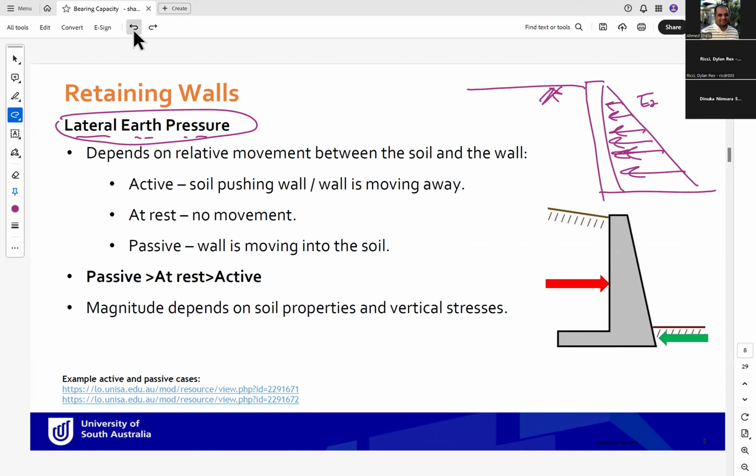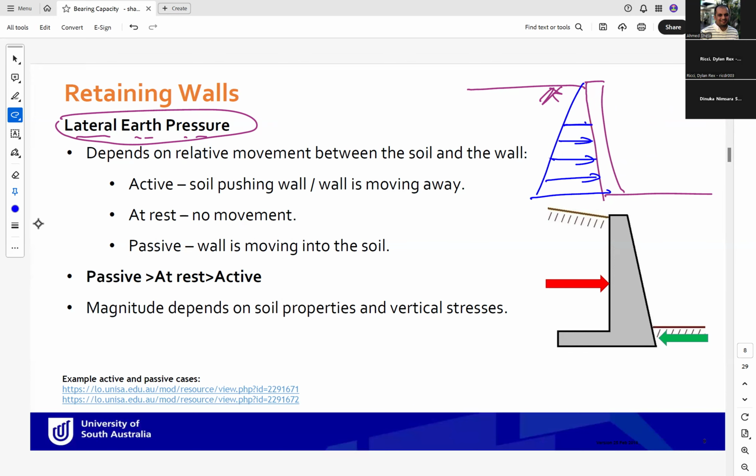Again, this is the reaction from the wall. So actually, the pressure from soil will be this diagram. So this is the lateral earth pressure on the wall. Okay, so the lateral earth pressure on the wall depends on relative movement between the soil and the wall.